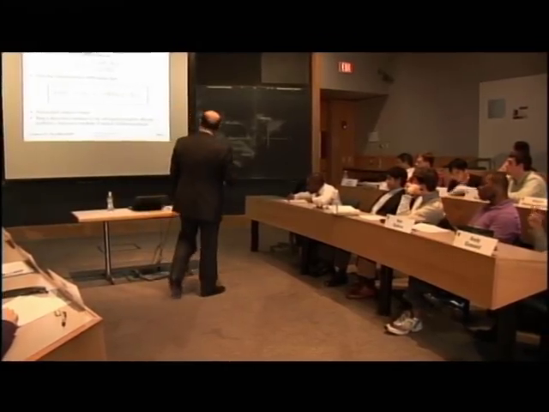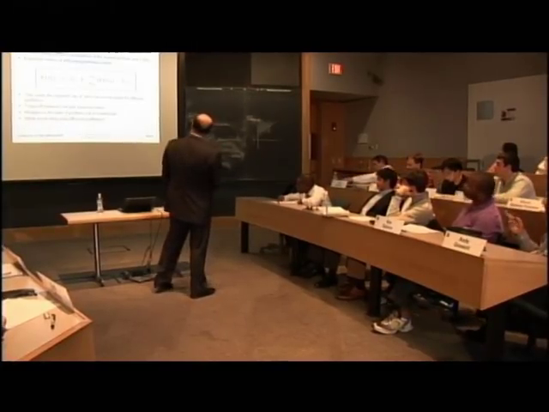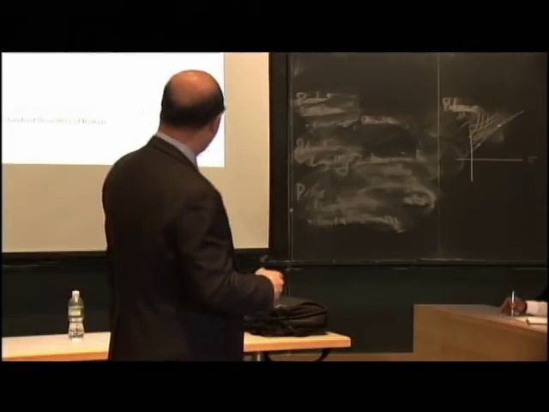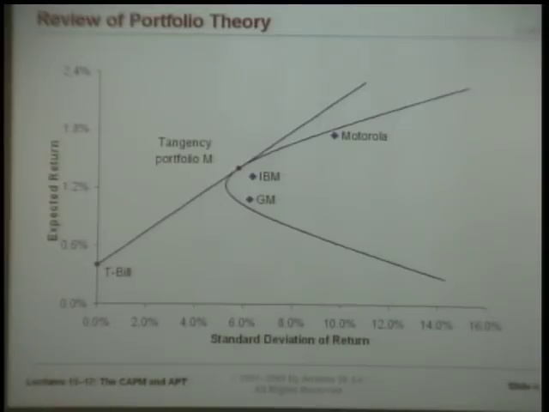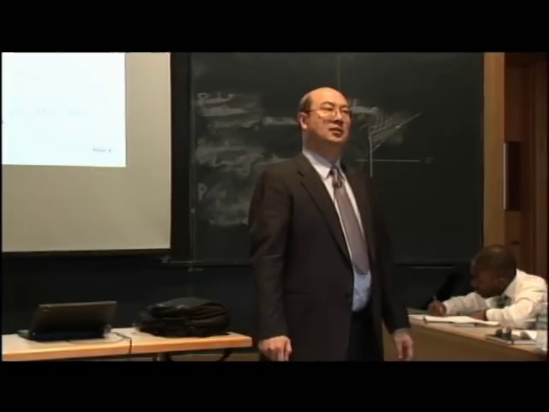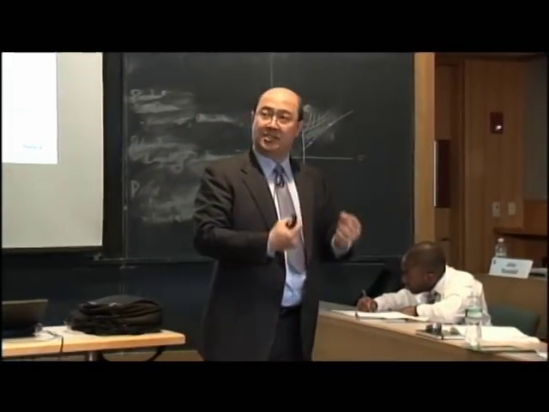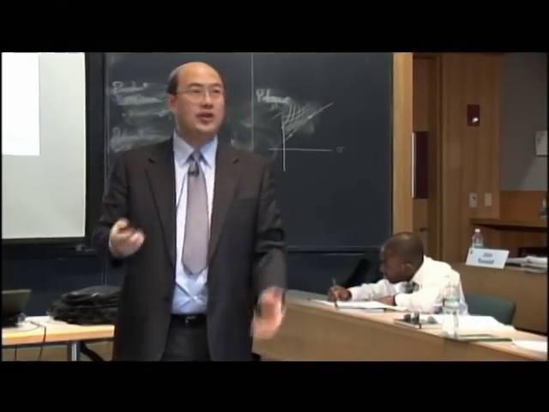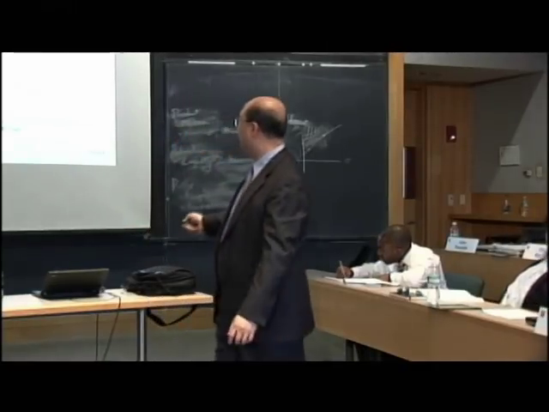Okay. Now, it turns out that this is a trade-off between the expected return of an efficient portfolio and the risk of that portfolio. In other words, this applies only to portfolios on that tangency line. What if you want to know what the expected rate of return is for Walmart? We just said that no individual stock is going to be likely to be on that efficient frontier. And therefore, no individual stock is likely to be on this line.